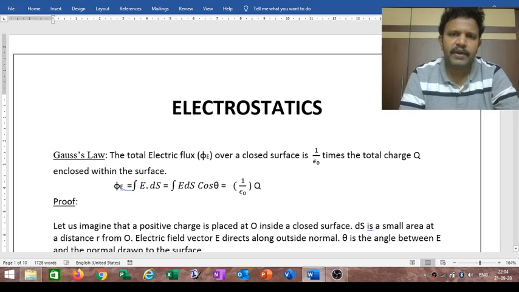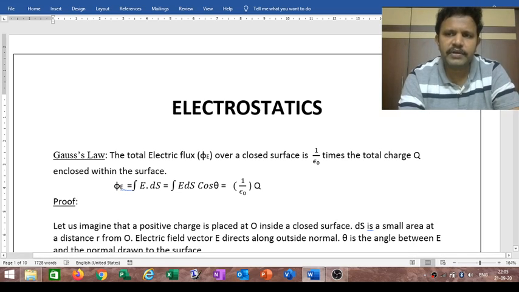In the last video, I already discussed the electric flux. Electric flux is the number of lines passing through the given surface in a direction normal to the surface in the electric field. And it is defined as phi E is equal to integral E dot ds. So let us see the proof of the Gauss law.